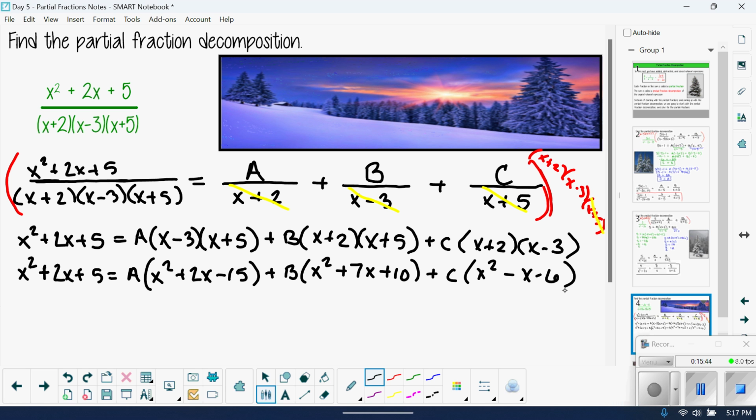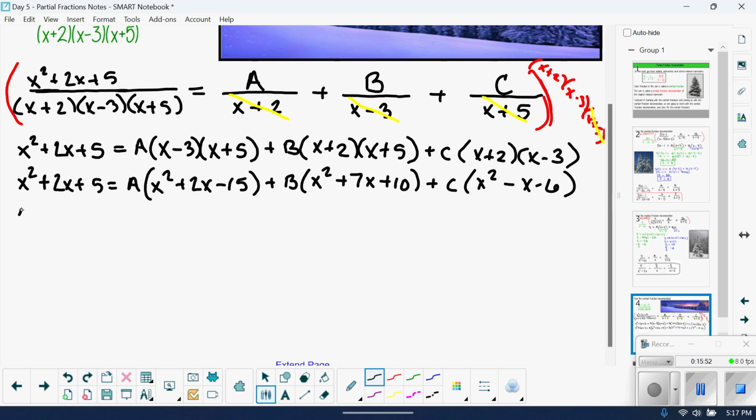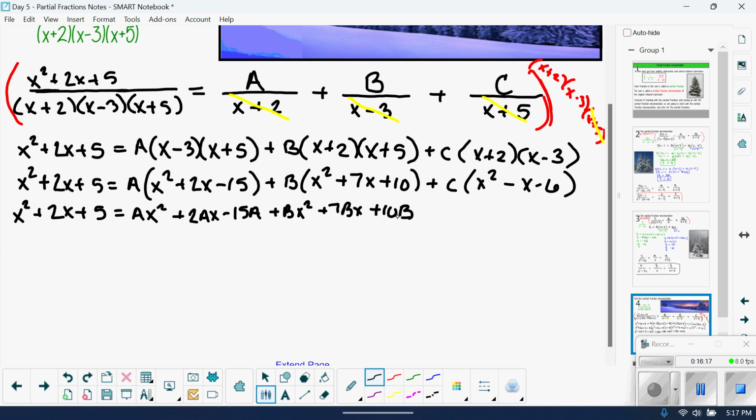And then we're going to distribute the a through that trinomial, the b through the middle trinomial, and the c through the last trinomial. So this turns into a kind of a lot of algebra right here. Nothing super hard. We're just distributing. So I have ax squared plus 2ax minus 15a plus bx squared plus 7bx plus 10b plus cx squared minus cx minus 6c.